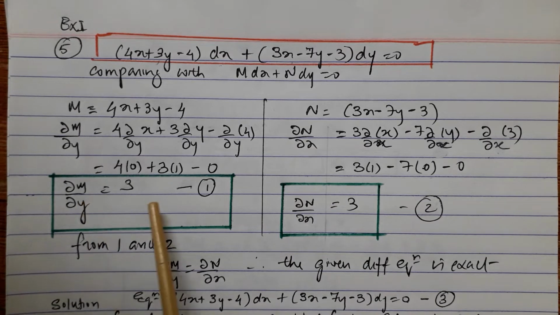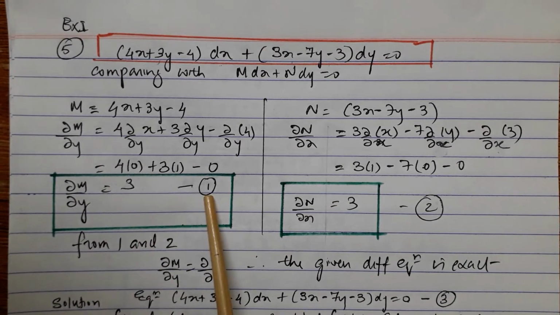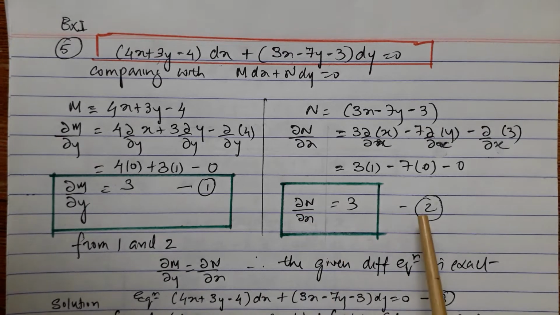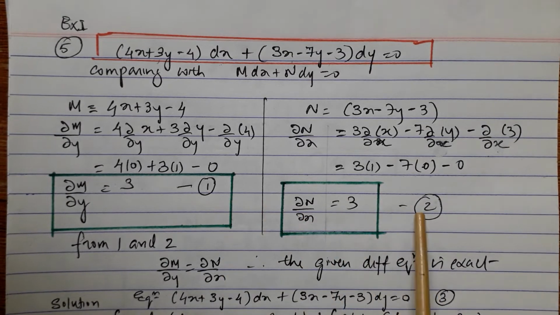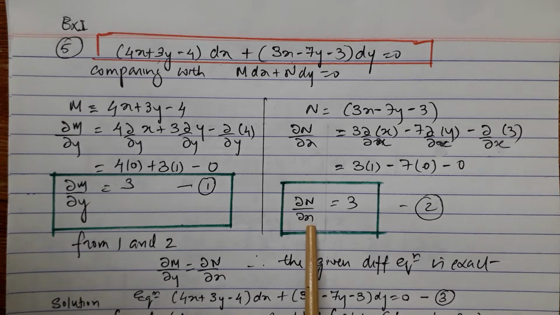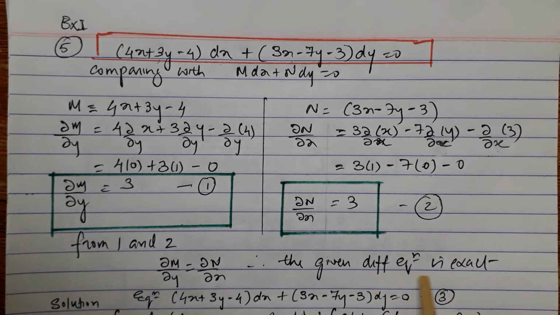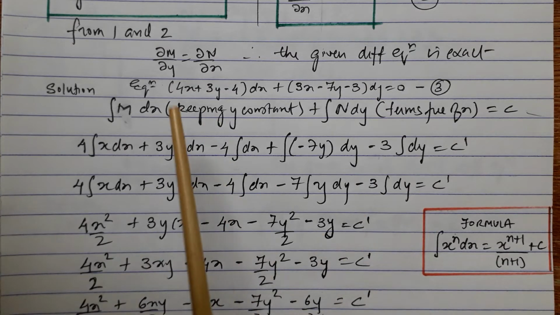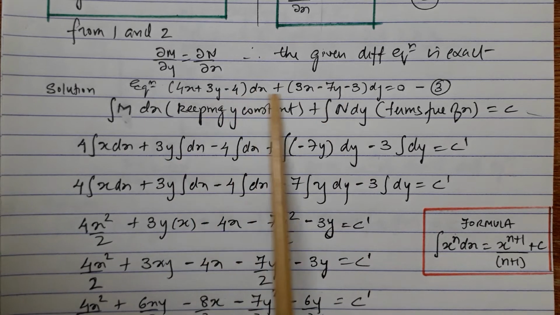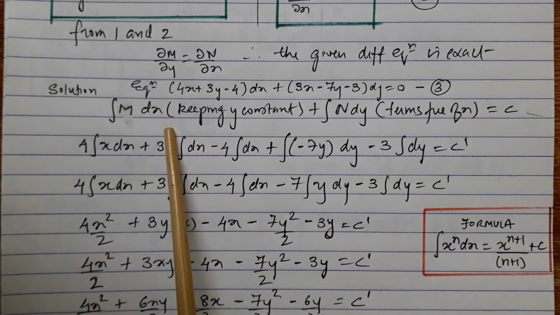So, now let us call this 1: del M by del y is equal to 3. Let us call this 2: del N by del x equals 3. So, from 1 and 2, we can see that del M by del y is equal to del N by del x. So, we can now say that the given differential equation is an exact differential equation. So, now having proved that this equation is an exact differential equation, let us now proceed to find the solution.